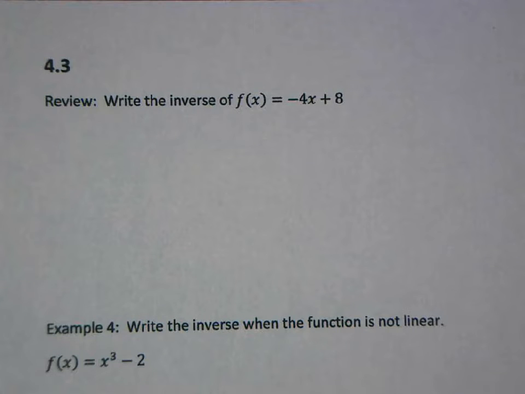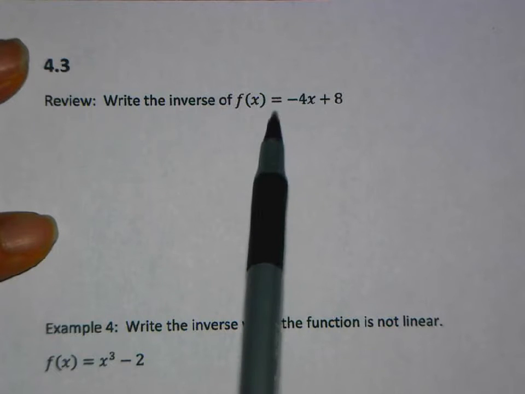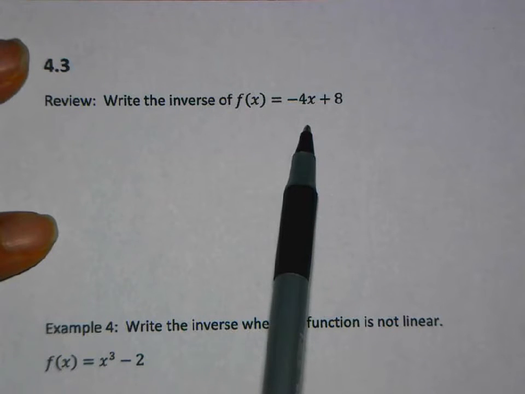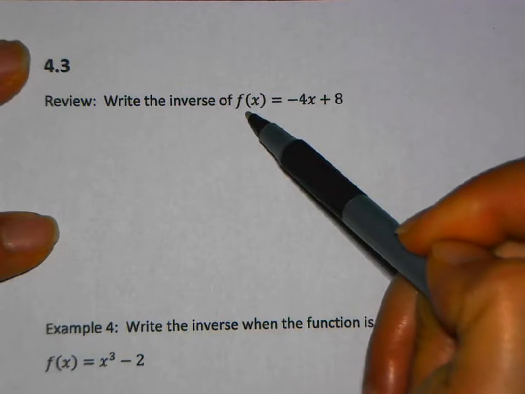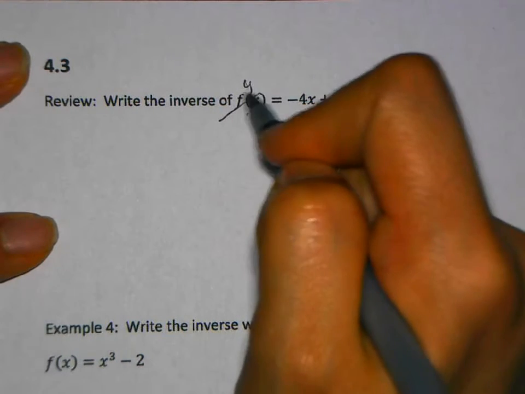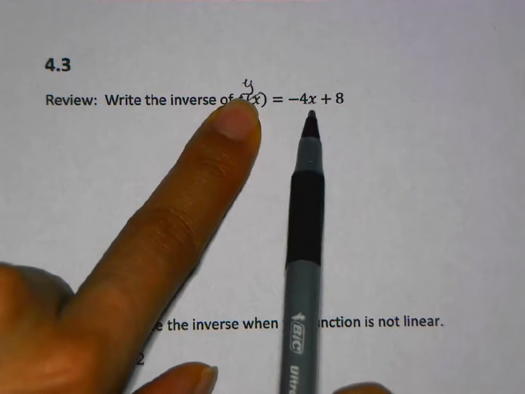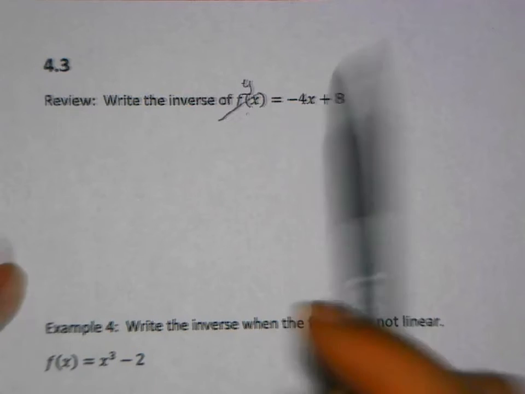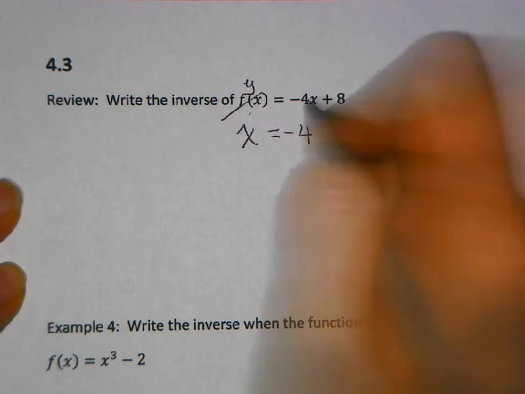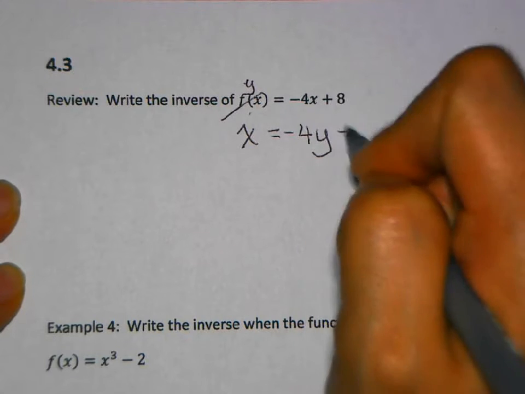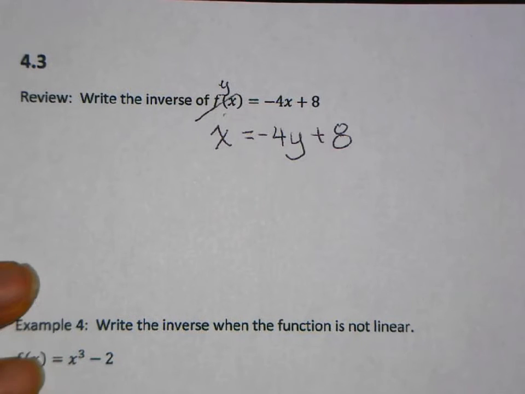So the first thing that they did was review how to write the inverse of a function that's linear. So f of x equals negative 4x plus 8. Well, first thing I would do is take that f of x and change it to y. Because remember, whenever you're writing the inverse function, the first thing you do is take x and y and swap their places. So y now becomes x equals negative 4, that x now becomes a y, plus 8. And then from there, you are going to solve for y, meaning get y by itself.